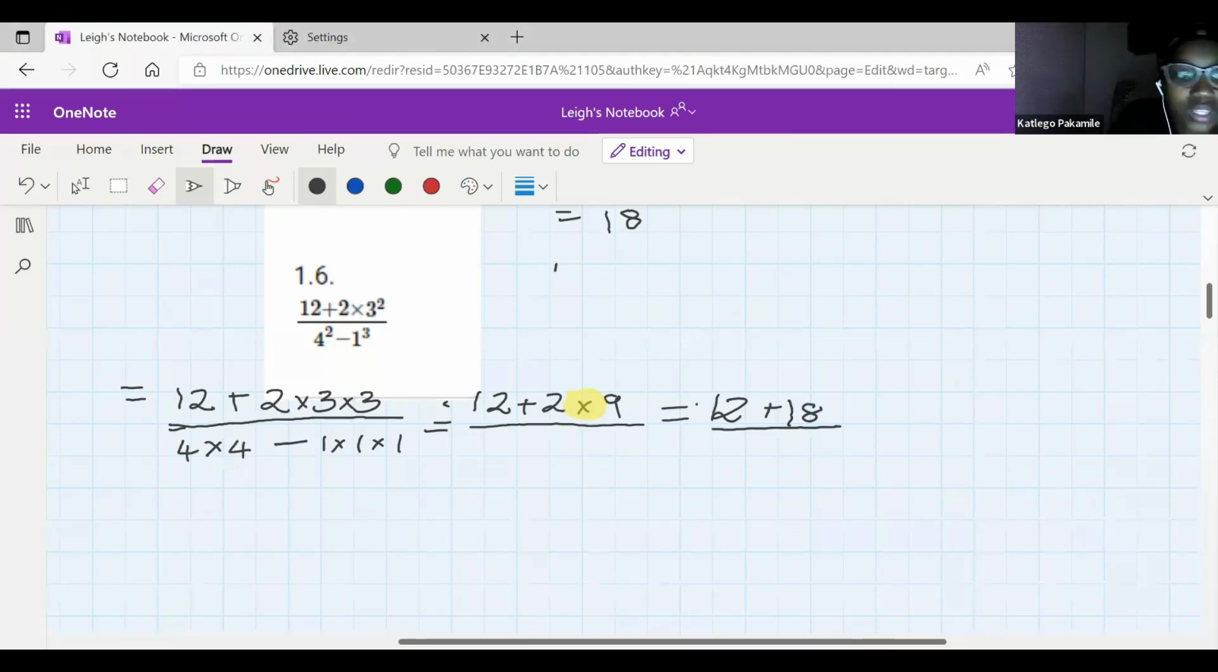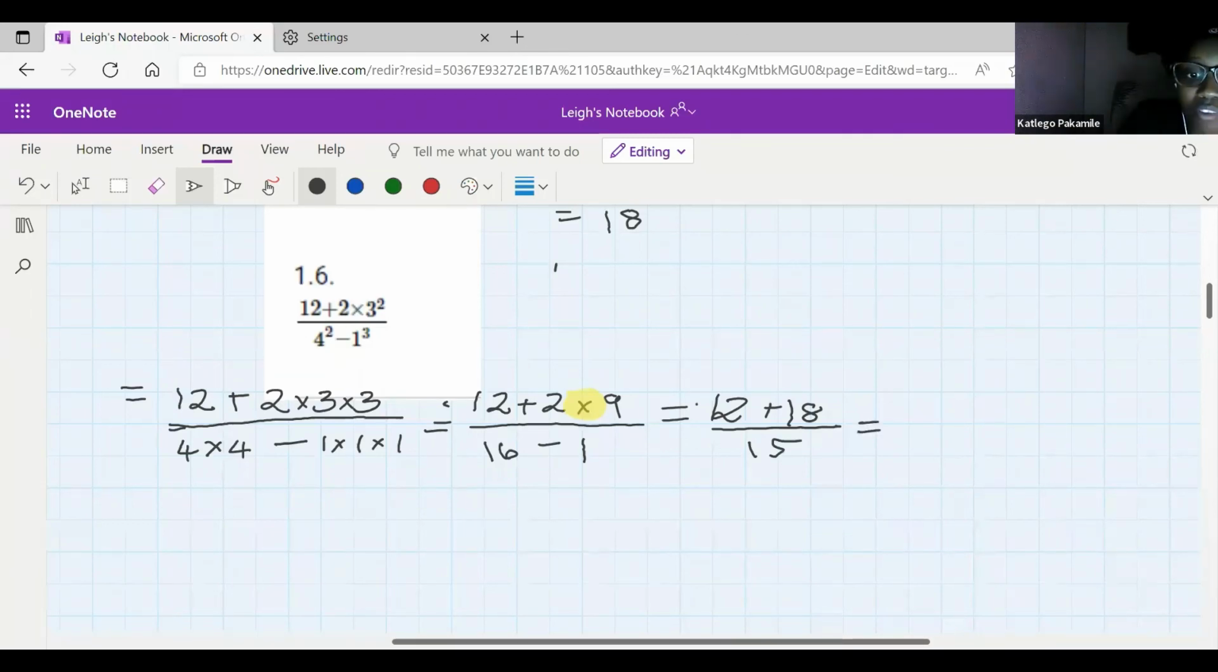Okay, let's do the bottom parts quickly. So you have 4 times 4, which is how much? 16. 16 minus, what's 1 times 1 times 1? It's 1. So 16 minus 1 is 15. Okay, so now we are simplifying, right?